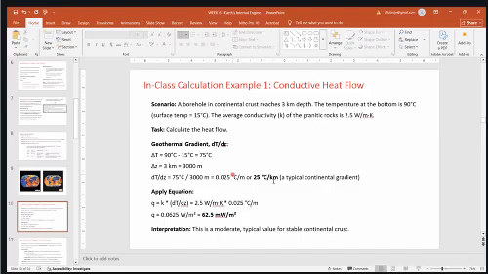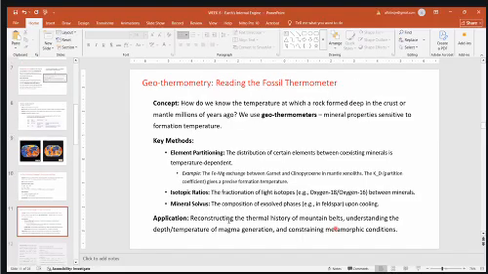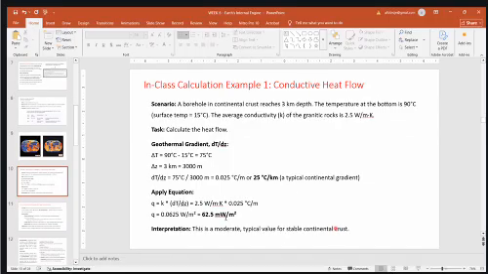Now, multiply this by the conductivity. You eventually have this. This is a moderate, typical value for stable continental crust. I think that is self-explanatory. Why did I say it's moderate? Because the average is 87, and this is 62.5, which is not up to the average. So it's still a bit on the low side.